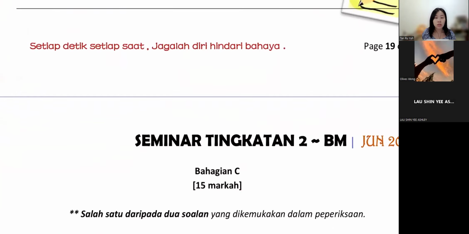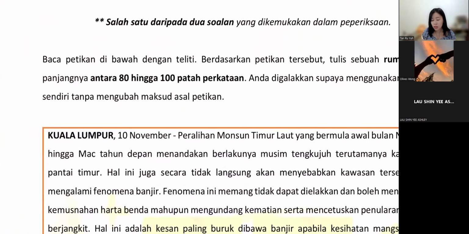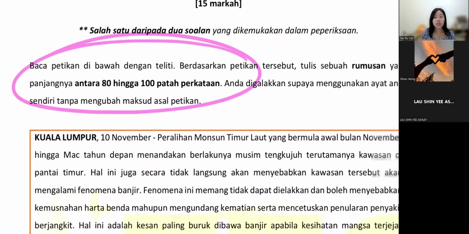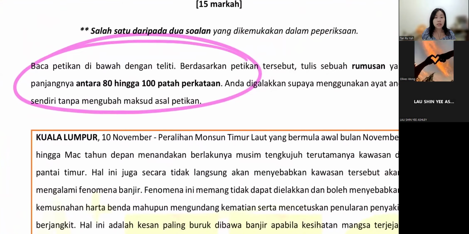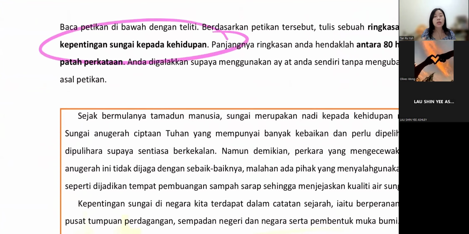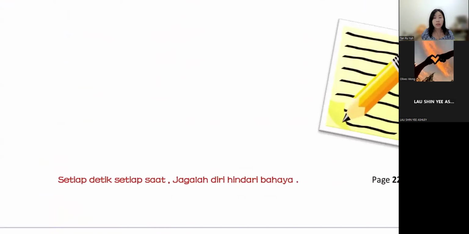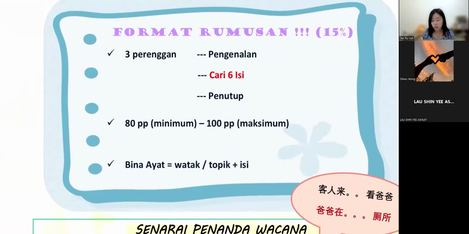Okay, now for rumusan, normally, how you differentiate rumusan and ringkasan? Rumusan normally, they don't have specific mentions the title. Some ringkasan, they will give you the title here. Here, kepentingan sungai kepada kehidupan. Same thing, ringkasan and rumusan is just same. But then rumusan, you need to find out your middle one. The middle part is same as rumusan, same with ringkasan. But then rumusan, they have pengenalan and penutup. Pengenalan, normally you introduce a topic. And then penutup, kesimpulannya, who need to do something so that the good things will happen, just like your karangan.